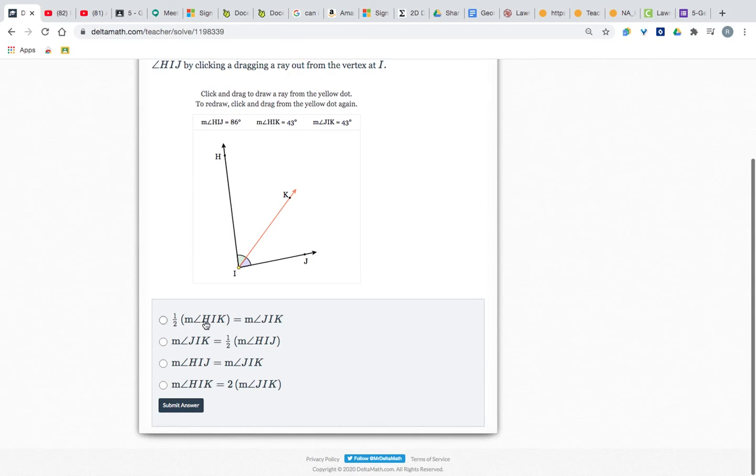The different part here is it gives you questions. You got to think about these a little bit. So I got HIK, and it's asking me if half of HIK is the same as JIK, and it's not. HIK would be congruent to JIK, so half of HIK is not going to be. It'd even be a smaller angle. It'd be 21.5 degrees. And it says, okay, well, is JIK equal to half of HIJ? Well, yeah, HIJ is the big angle that you have, right? If you cut that angle in half, then you're going to have JIK. So that's going to be your answer.